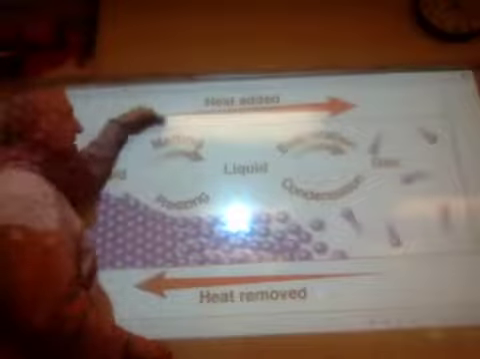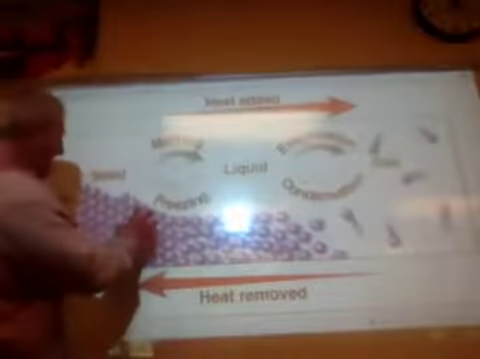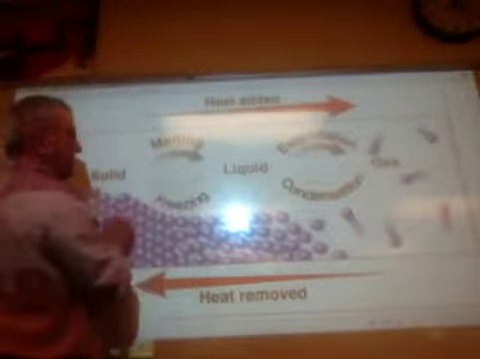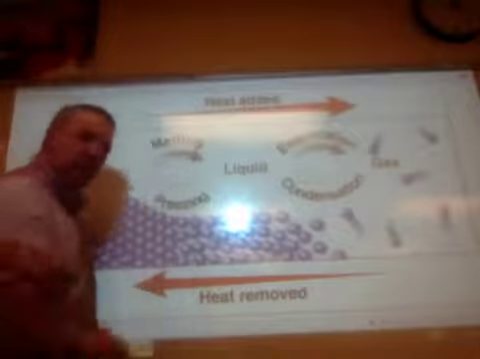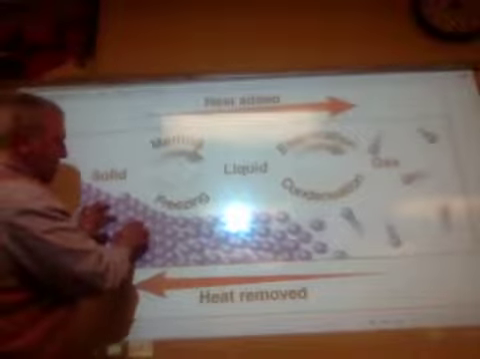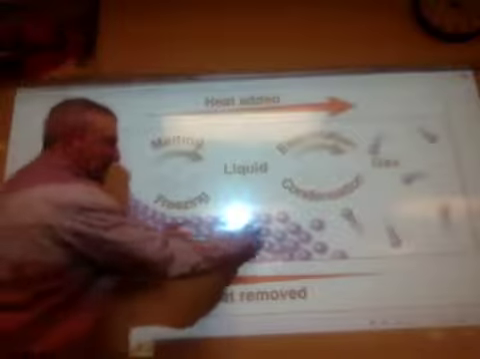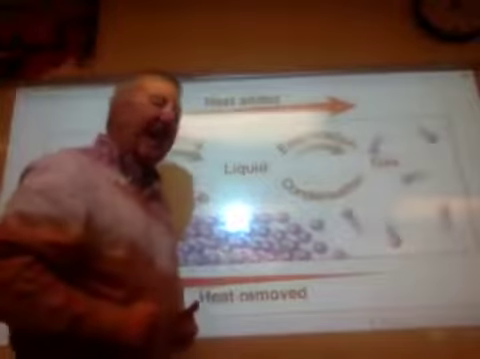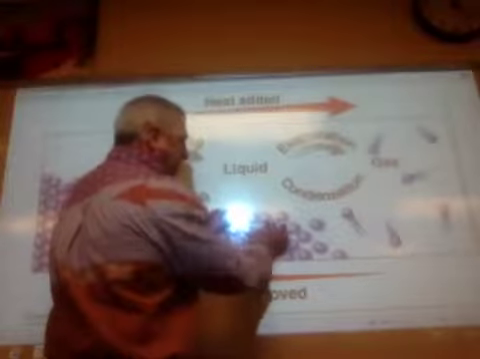All right. Now, as I add heat to my solid, add heat energy, it's going to melt. It's going to break those attractions between those molecules, and we're going to change to a liquid. If I continue to add heat, the molecules are going to get going faster and faster, and it's going to evaporate to a gas.